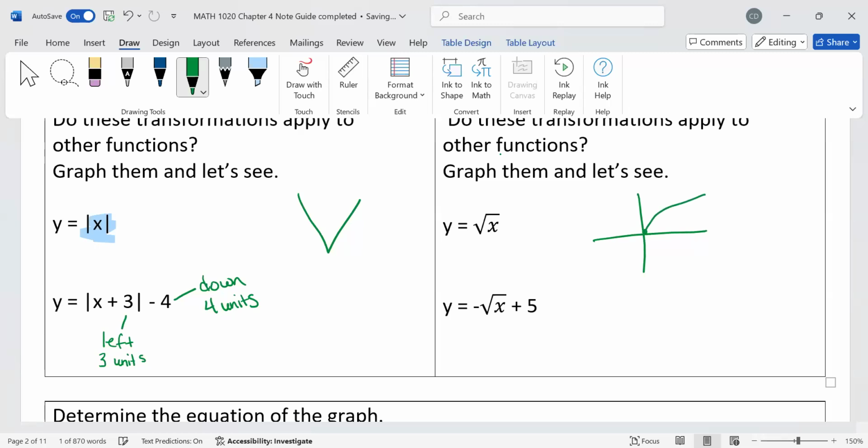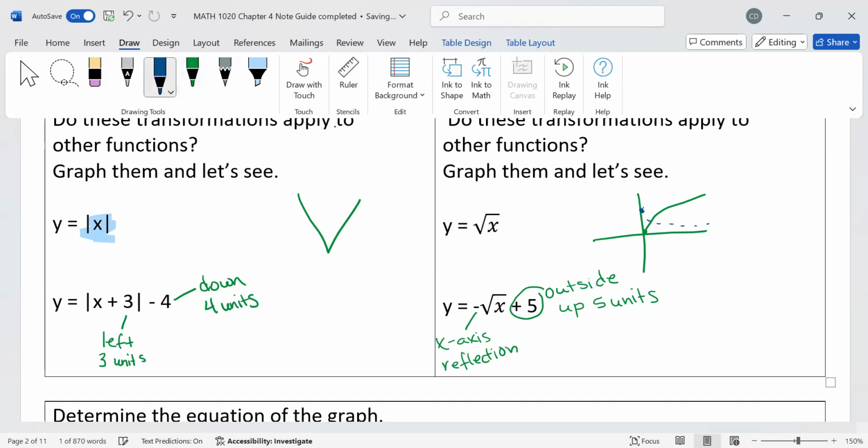If you need a little bit of a reference. All right, so we have this 5. That 5 is on the outside, so that means we have an up-down movement, and it's plus 5, so we should go up 5 units. Out front, we have a negative, so that should give us an x-axis reflection. What would that look like? Let's see. We take this and we go up 5, and then flip it down. That is what it should look like.